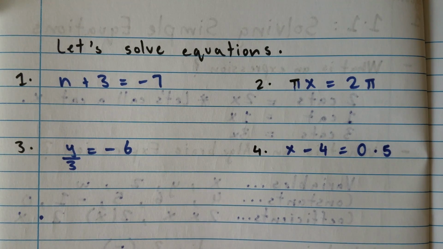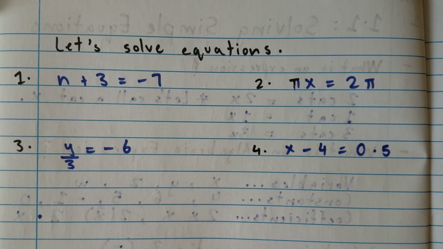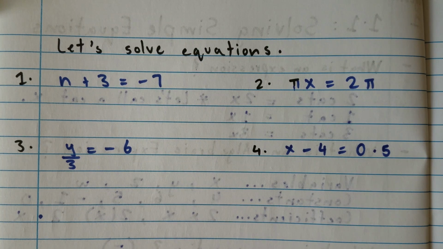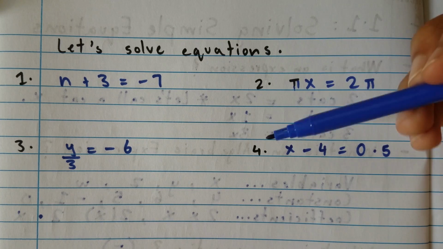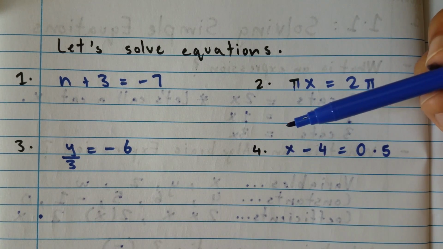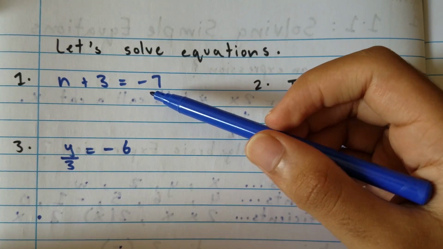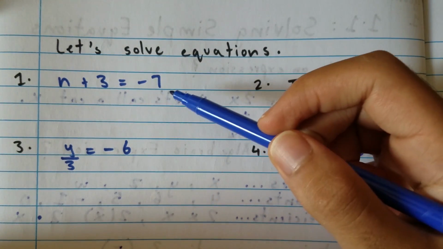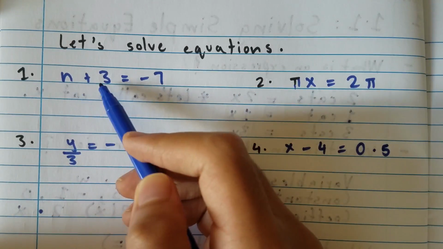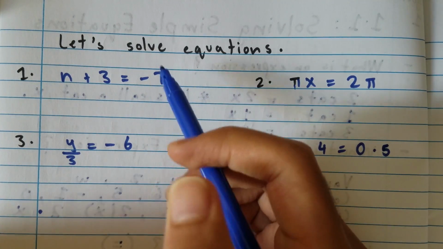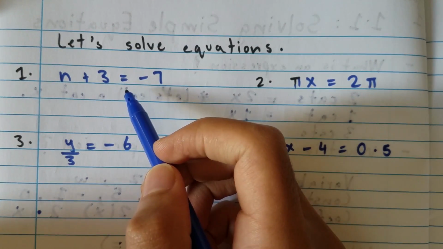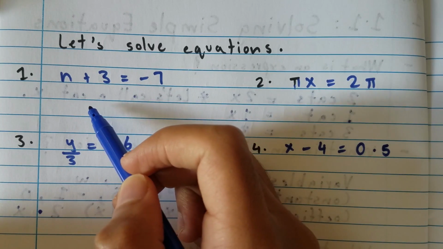Okay, so now that we know the properties of equality, which are addition, subtraction, multiplication, and division, we can use them to solve these equations that I have here. Each of these is distinctive of each of the equality properties, so let's look at this one. We have n plus 3 equals minus 7. So how can we reduce this equation so that we have n left on this side?